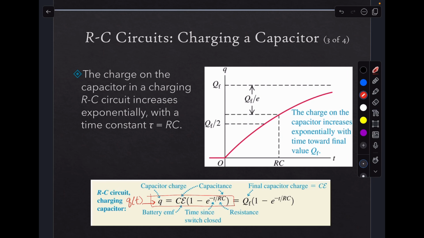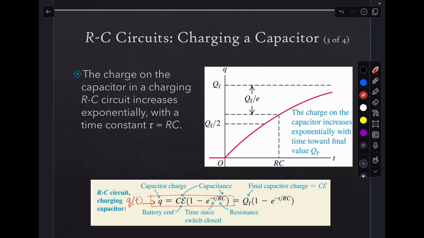So what's the CE thing? Well, that is the final charge of the capacitance. And where do we get that from? Well, we get that from our equation for capacitance, which is C equals Q over V. So if we solve that for Q, well, that's just CV. And what's V? V is the potential across the capacitor. And since it's in series with a battery with EMF epsilon, V is simply epsilon.